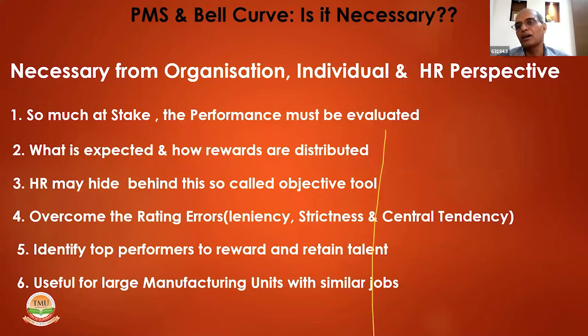Similarly, for HR, HR would have a great tool to hide behind, some objective way of rewarding and punishing people. And that tool is a wrongly used bell curve. That's the reason they want to use it. It will also help HR recognize rating errors, like how lenient the managers are, how strict they are, or what kind of central tendency they have used in assessing their employees.